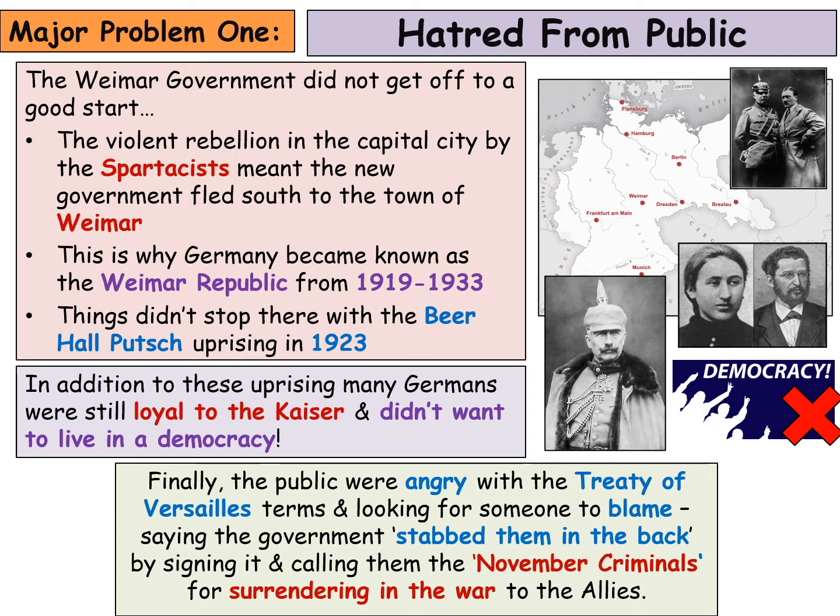Finally, the public are really angry because of the Treaty of Versailles. The terms and the things imposed on Germany meant they were looking for someone to blame, and they claimed that the government had stabbed them in the back by signing it, and because they had surrendered in the war to the Allies at the Armistice Day, they were the November criminals. So there were a couple of serious things that we've looked at here already that were major problems contributing to hatred from the public for the Weimar government, and these things contributed to the problems that they would face.